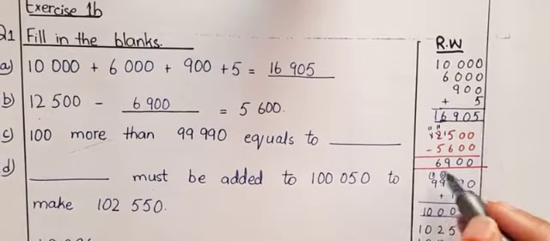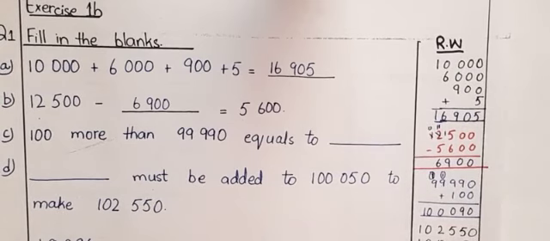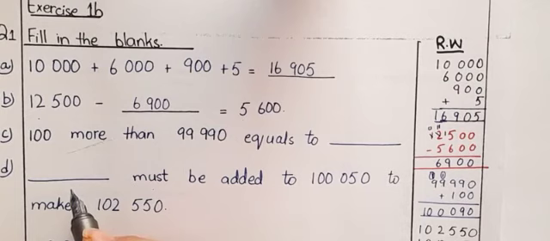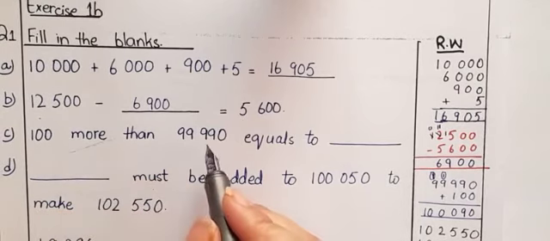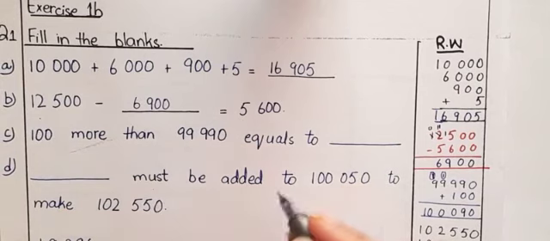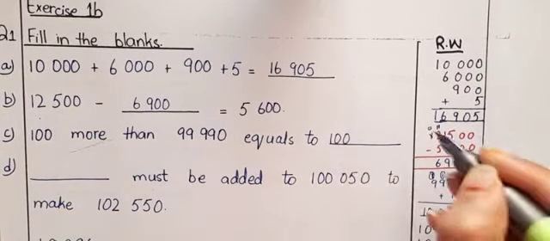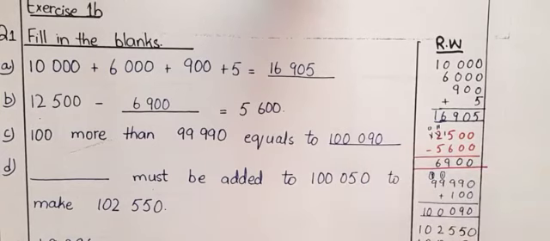Okay. In addition, we give carry. In subtraction, we take borrows. Whenever we take something from another, it is called borrow. So 100 more than 99,990 is 100,090. Okay.